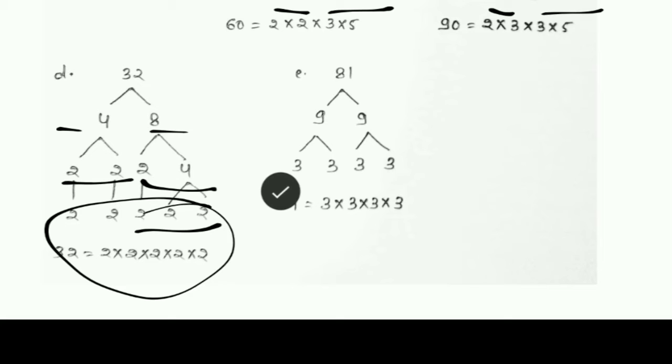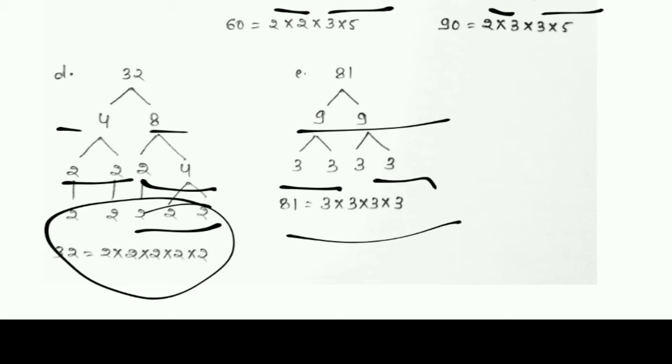Next, 81. We know that 81 is 9 into 9. So this 9 we will write 3 into 3 and 3 into 3. So how to write 81? 3 into 3 into 3 into 3. Got it?